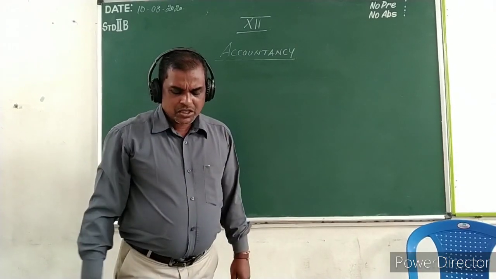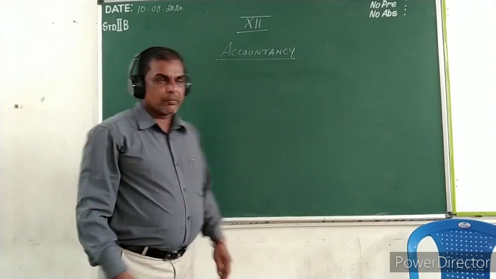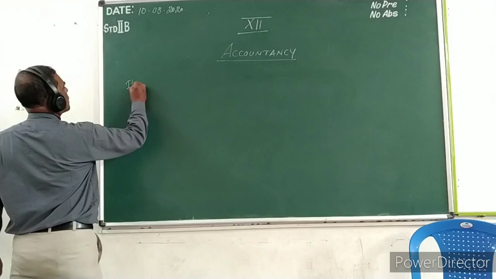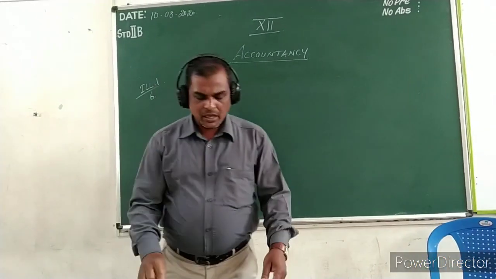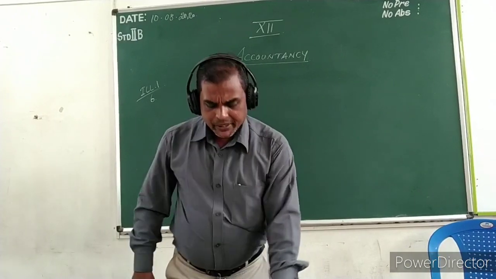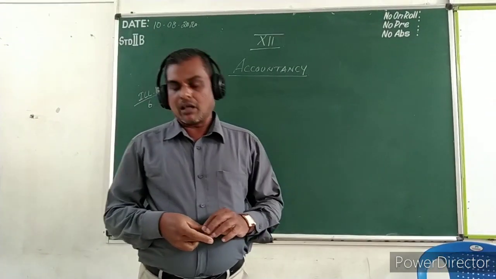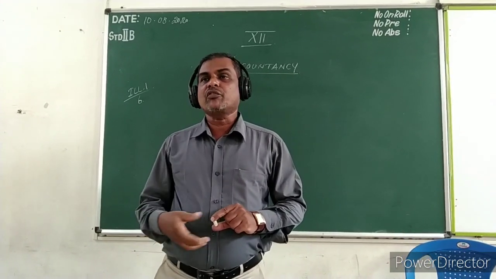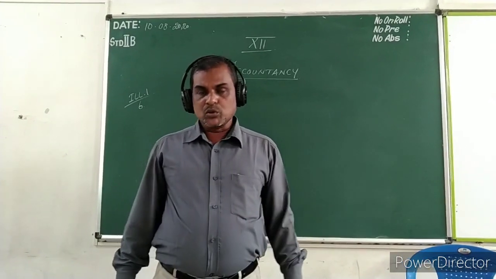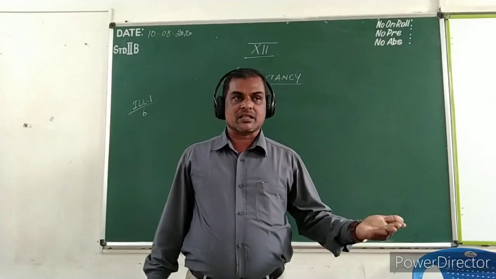Listen, question number is illustration 1 and page number 6. Illustration 1, page number 6. I'll read the question now. From the following particulars, ascertain profit or loss. Okay, he has given some details. With these details, we have to find out profit or loss for those who are following the single entry system.